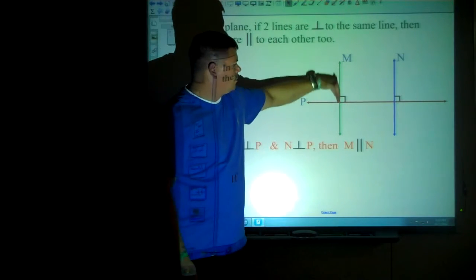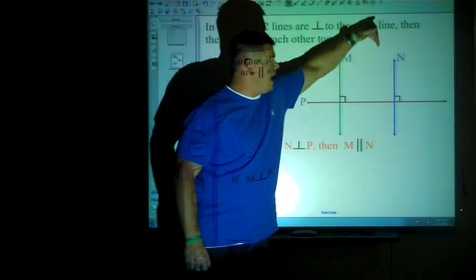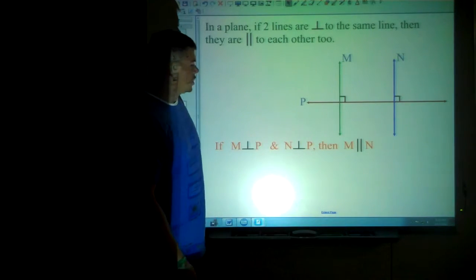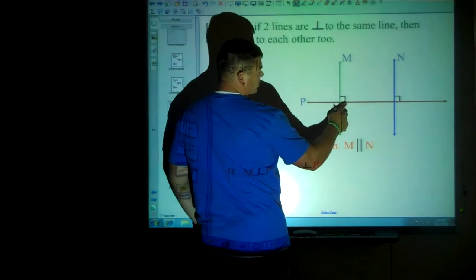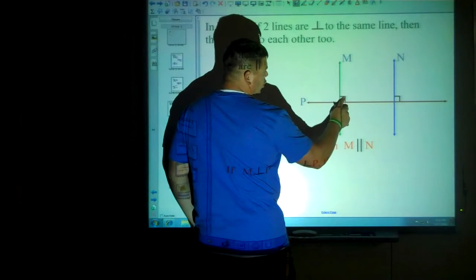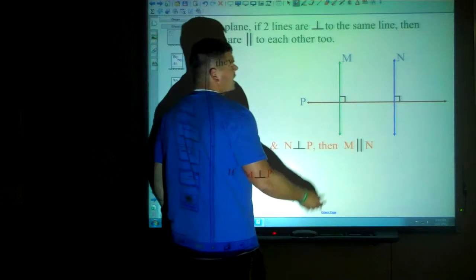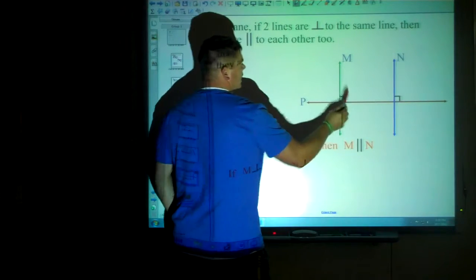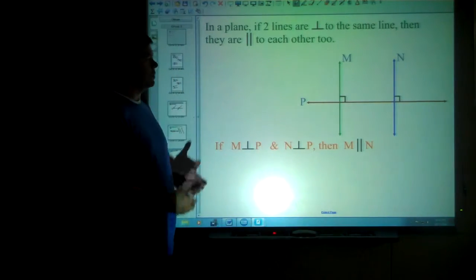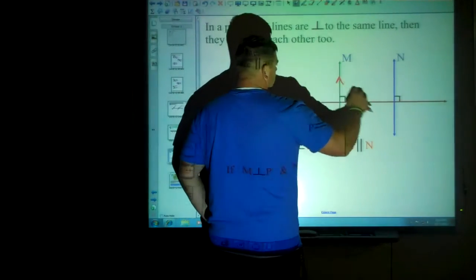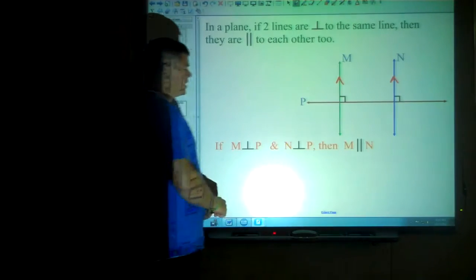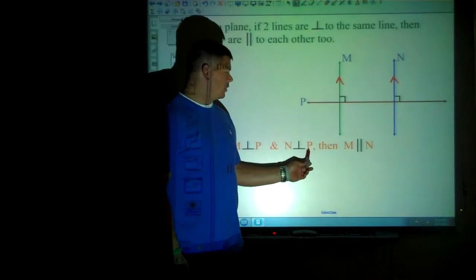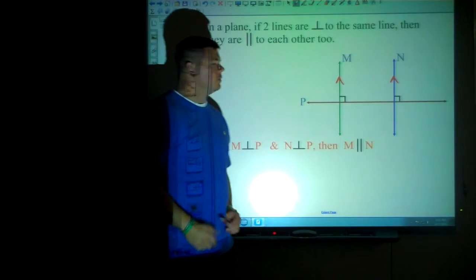So M is perpendicular to P, making 90. N is perpendicular to P, making 90. Then what happens is they're going to be parallel to each other, which would make sense. Just a moment before, we talked about this being a corresponding angle to this corresponding angle. And if you have two lines that are being cut by a transversal and their corresponding angles are congruent, then they are going to be parallel lines. So we're forcing these to be parallel. And that's what we have in symbols here. If M is perpendicular to P and N is perpendicular to P, then M and N will be parallel to each other.